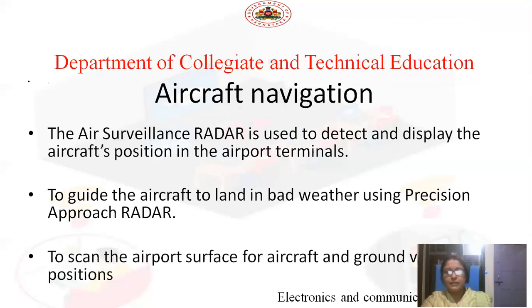Next is to scan the airport surface for the aircraft and ground vehicle positions, to scan the airport surface such that the location for the landing is known. For that purpose also the radars are used.